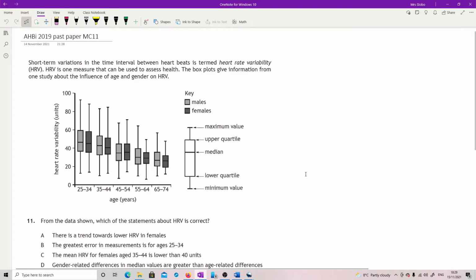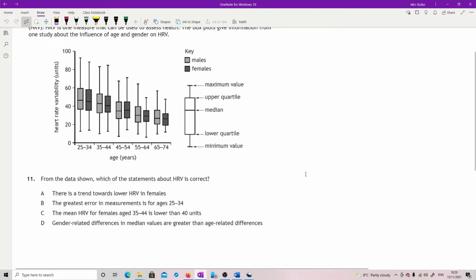Short-term variations in the time interval between heartbeats is termed heart rate variability, HRV, is one measure that can be used to assess health. Box plots give information from one study about the influence of age and gender. So we've got males and females, and then you've got a box plot showing the median, the lower quartile, the upper quartile, and the maximum and minimum values. Okay, from the data shown, which of the statements about HRV is correct?